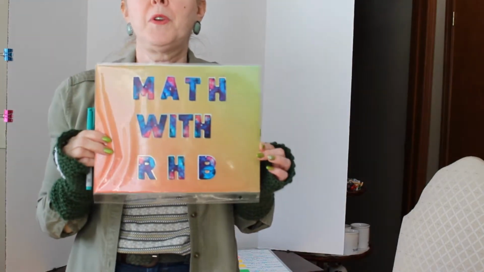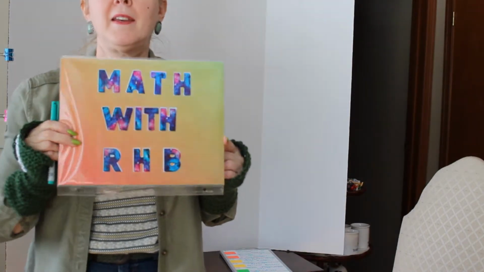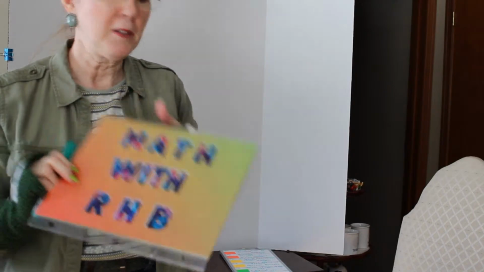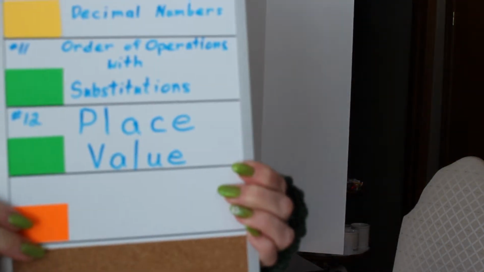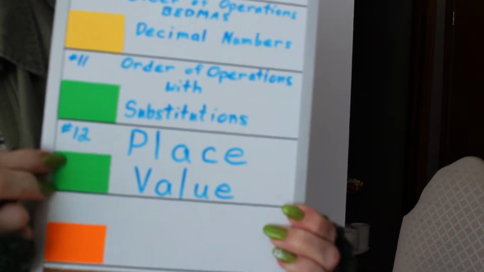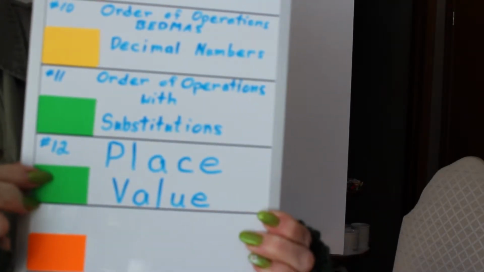Doing math with RHB, and I realized that some of my titles have not been showing up because I've been too far away from the camera. So I'm going to close this up a little bit. We're going to work on lesson number 12, which is place value.